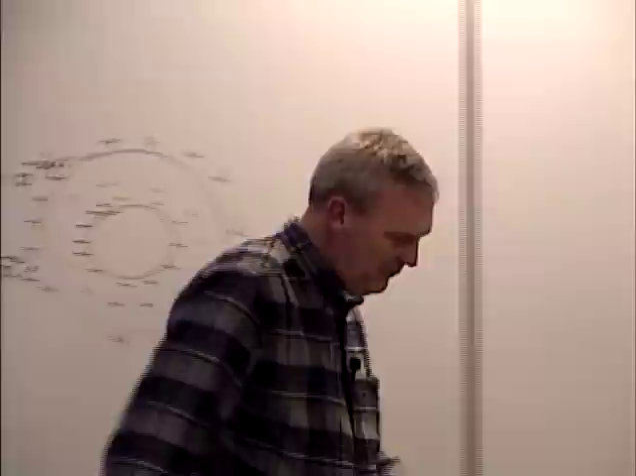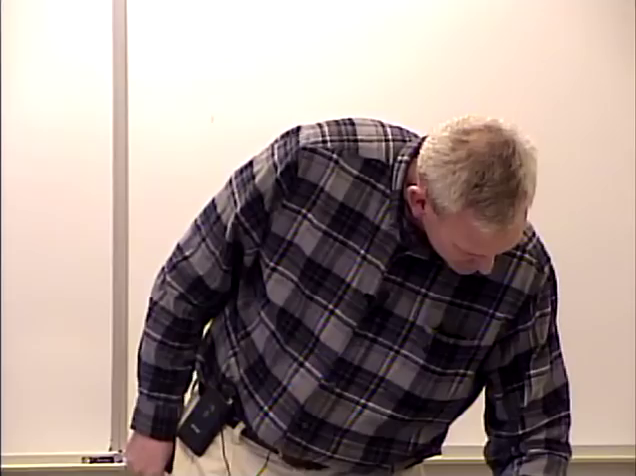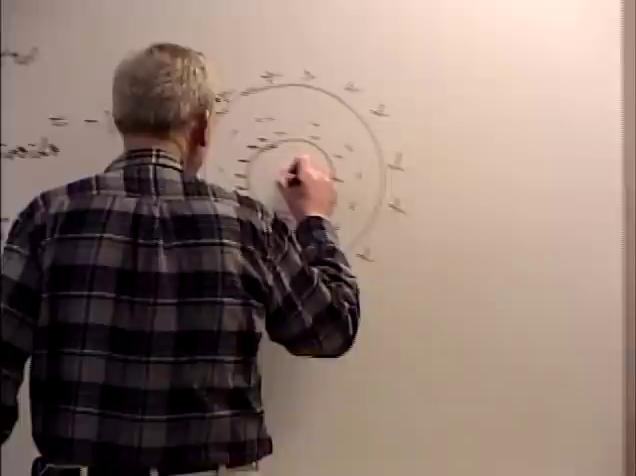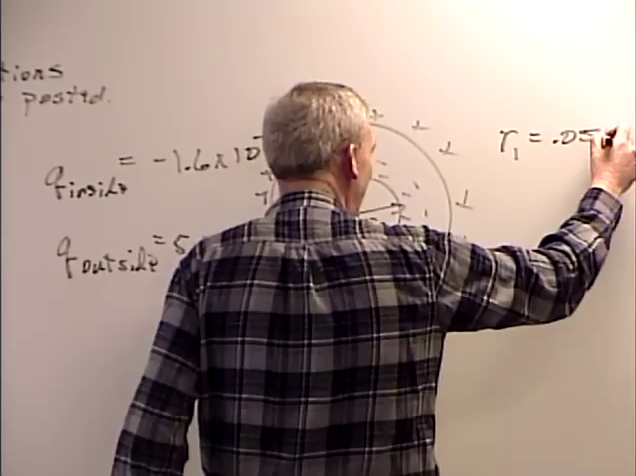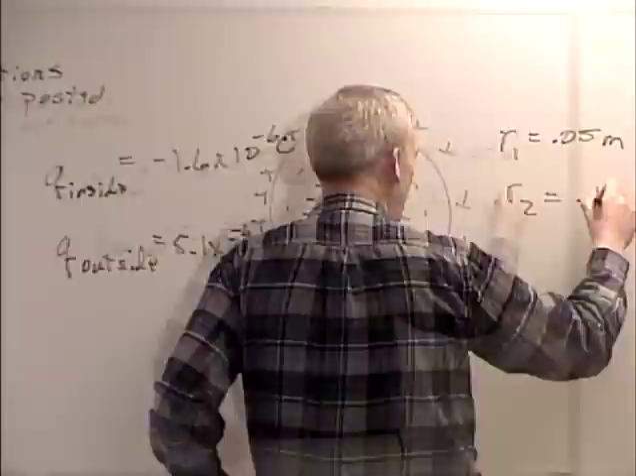Now then, let's draw two radii here. We got the smaller radius. This guy is 0.015 meters. So R1 is equal to 0.05 meters, and R2 is equal to 0.15 meters. All right, let's ask three questions here.